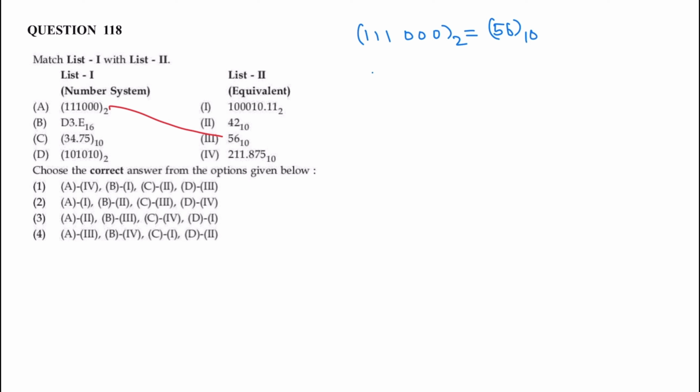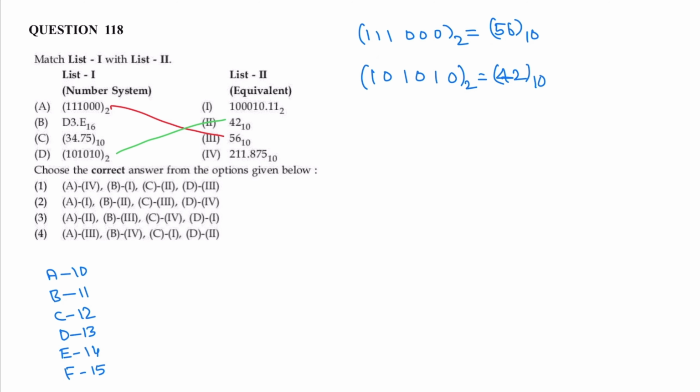Next, take option D, 101010. Weights: 2 power 0, 2 power 1, 2 square, 2 cube, 2 power 4, 2 power 5. 2 power 5 is 32, 2 cube is 8, 2 power 1 is 2. That is 40, 42. So its equivalent value is 42 base 10. For option D, it matches to 2.